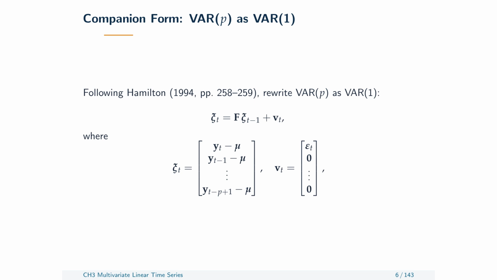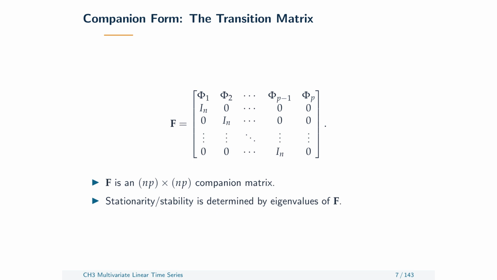Any VAR of order P can be rewritten as a first-order system by stacking current y with its previous p-1 values. The enlarged transition matrix is called the companion matrix. Its top row contains the original coefficient matrices, and lower blocks simply move each lagged vector down one position. The companion form turns a high-order model into one first-order recursion.